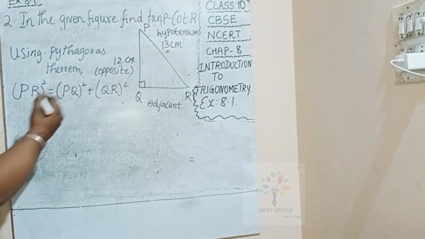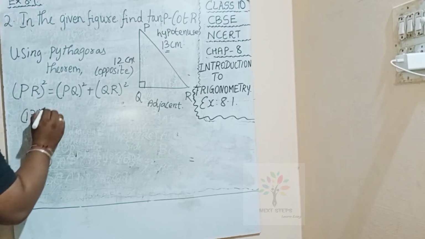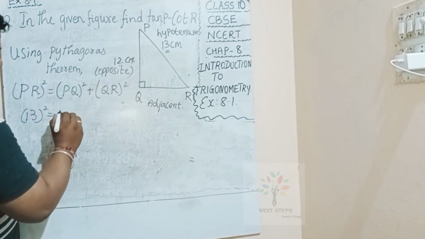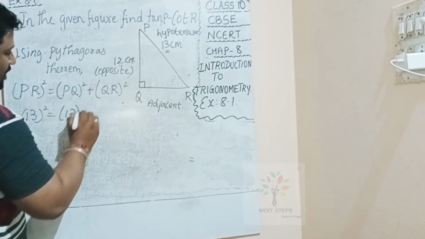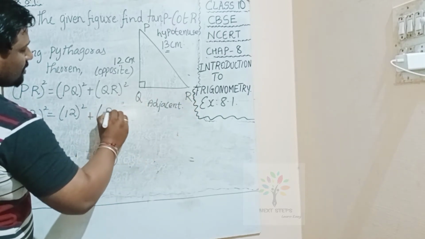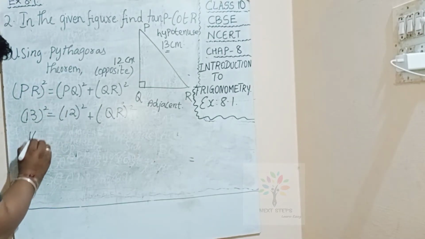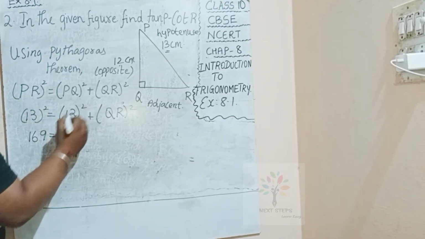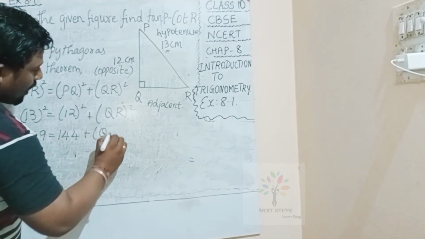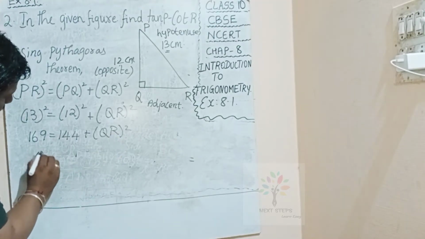What is the PR value here? The PR value is 13, so I have to square it. What is the value of PQ? The PQ value is 12 centimeter. I am substituting here, and the QR value is unknown, so I am keeping it as it is. So 13 square is 169 and 12 square is 144, and I am just rearranging the equation.